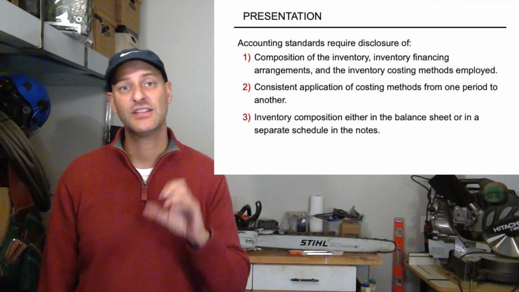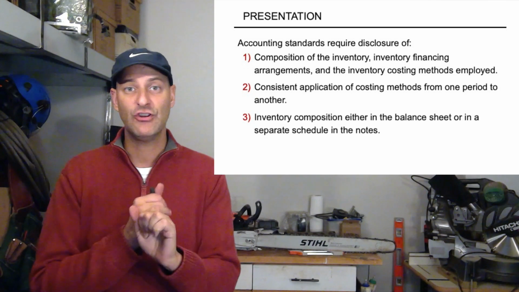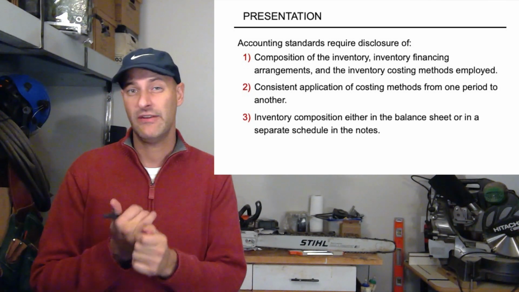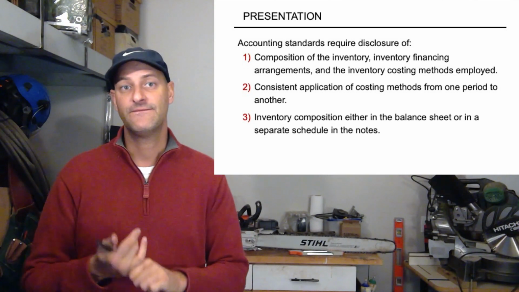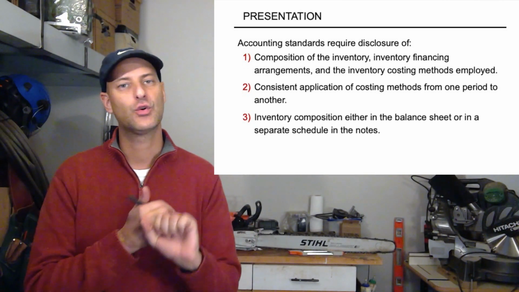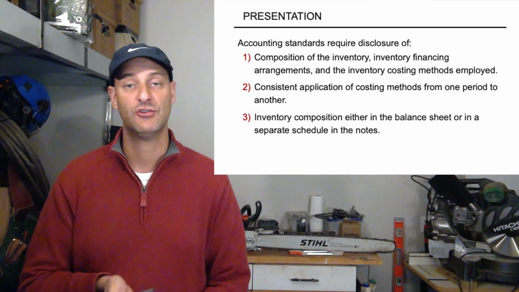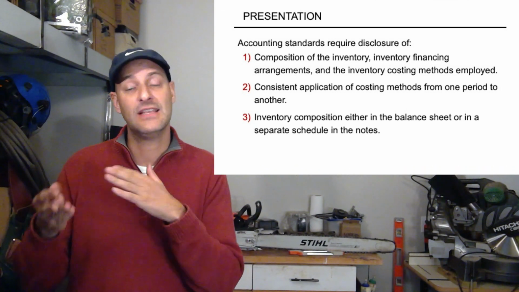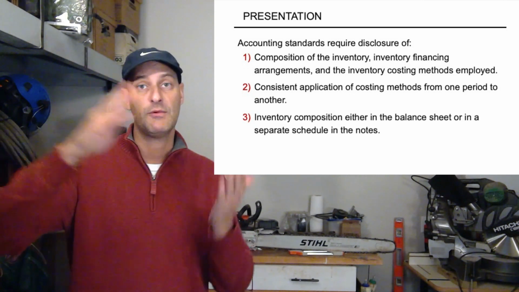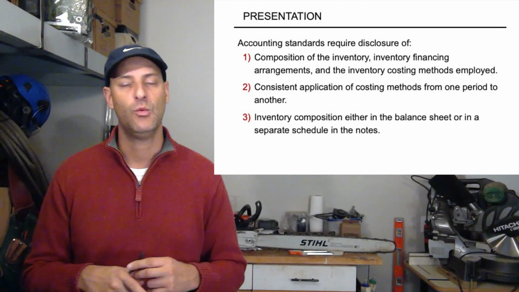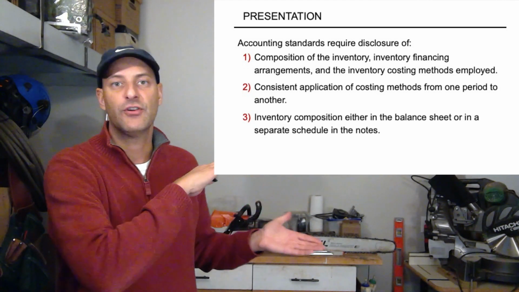Okay, reporting and analyzing inventory, the last thing we're going to cover. So for the presentation of inventory, accounting standards require disclosure of what's in inventory. So the composition of inventory, say work in process, raw materials, finished goods, etc. If there's any financing arrangements and what inventory costing methods apply, LIFO, FIFO, weighted average costing. A lot of times you'll find companies that use different methods for different types of inventory. For instance, when we looked at, say, the Mumford & Sons, which was the ranch in Wyoming, or I think it's Mumford of Wyoming.